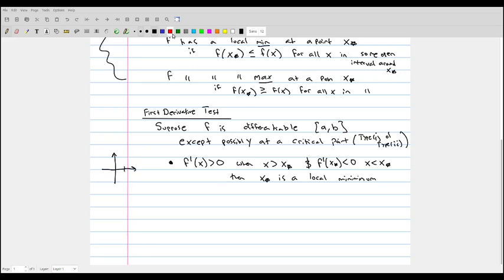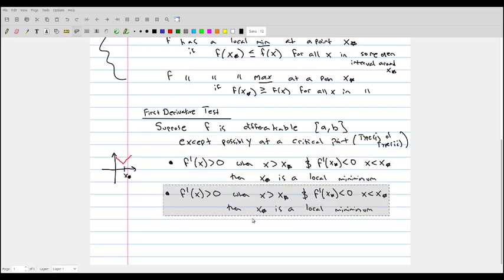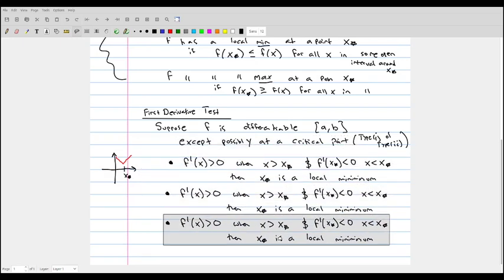Because this would mean that as you're going to that critical point, x star, the function is decreasing to the left of that critical point and increasing to the right of that critical point. This is the first statement of the first derivative test. And we have two similar statements that apply to the other possible scenarios.